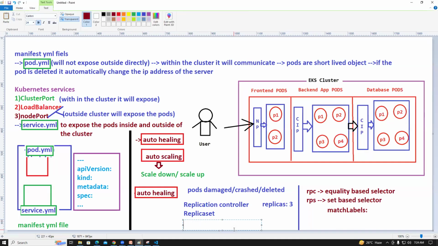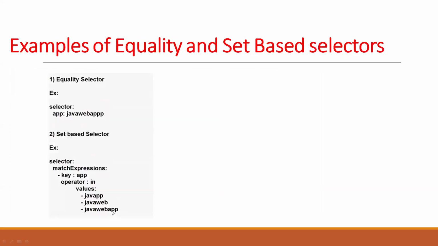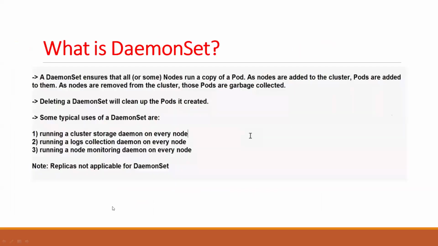The other one is daemon set. What is that, guys? Tell me, what is a daemon set? I will show you once. Here is the difference between replication controller and replica set. This is an equality based selector. This is a set based selector. Here the selector match labels app, version, type, right?